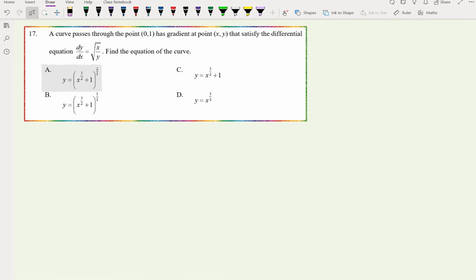Okay, last question. We have a curve that passed through point 0,1 that is going to serve sebagai titik x y and has gradient pada titik x y that satisfy the differential equation dy dx equals to square root of x over y. So, apa yang jadi di sini? This is still dalam bentuk differential equation. So, kita kena buat apa? Kita kena separate dulu and find the solution. Lepas tu, masukkan initial condition iaitu nilai x kosong, y kita adalah 1.